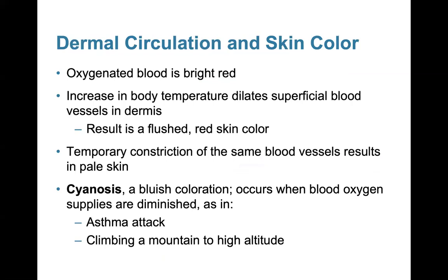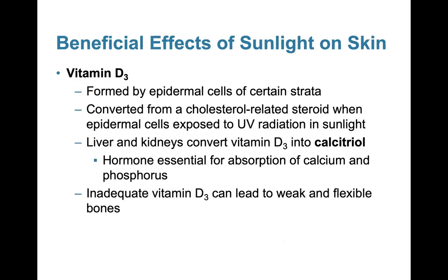Now, you also have blood circulating throughout your body, including your skin, and oxygenated blood is bright red. Increasing in body temperature dilates the superficial blood vessels, meaning the blood vessels of the surface, in the dermis. This results in flushed red skin color. Temporary constriction of the same blood vessels results in pale skin. Cyanosis is a bluish coloration, which occurs when blood oxygen supplies are diminished, as in an asthma attack or climbing a mountain that is at high altitude.